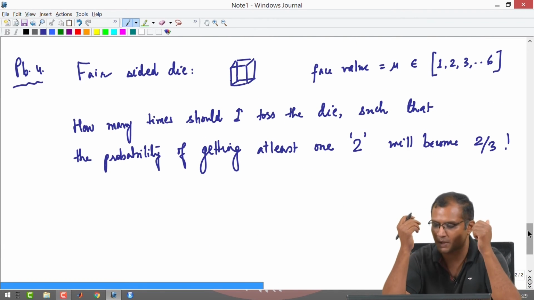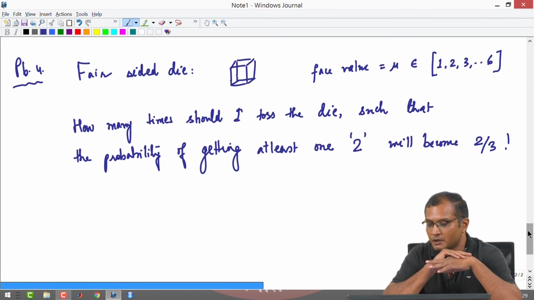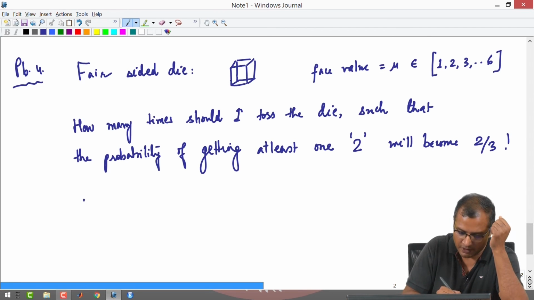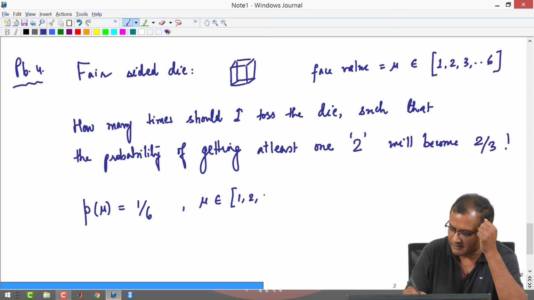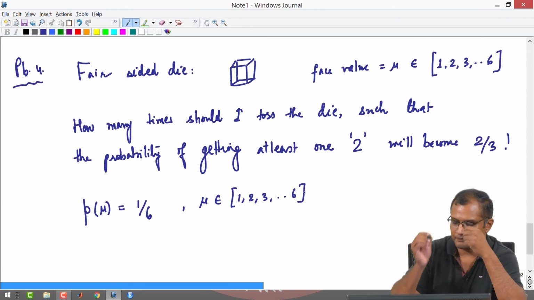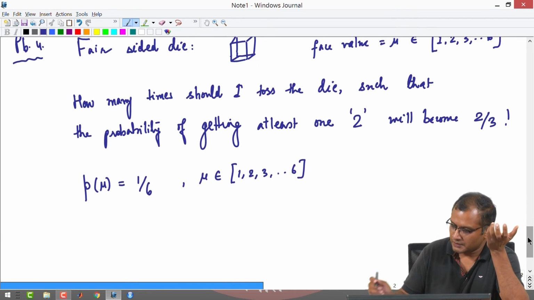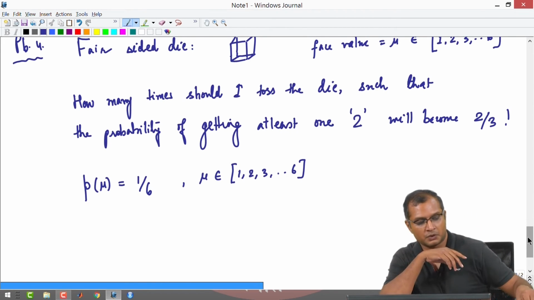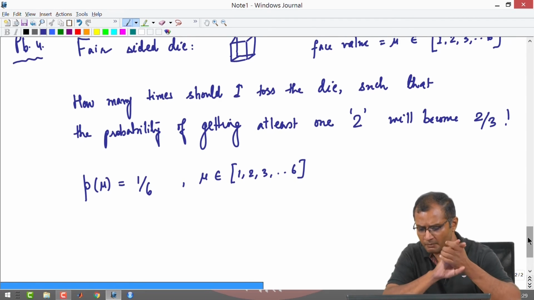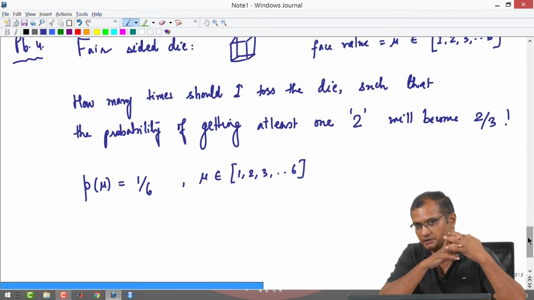Okay, suppose if I toss it once, I know the probability of getting 1, 2, 3, all these digits is 1/6. So I know a priori that P of mu is 1/6, where this mu belongs to the set of these 6 numbers. Now, you may toss it the first time and you will get 2, so you got 2 straight away, but it is possible that if you toss it 3 times you may not get a 2, but you get a 2 the fourth time.